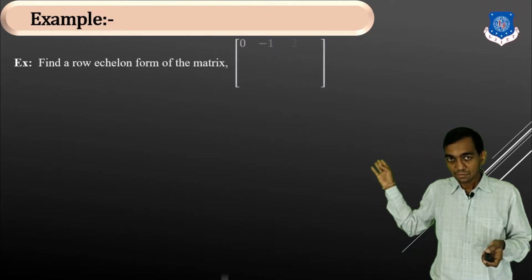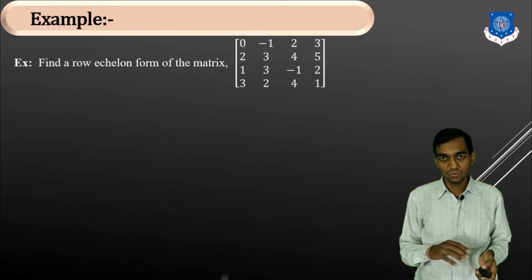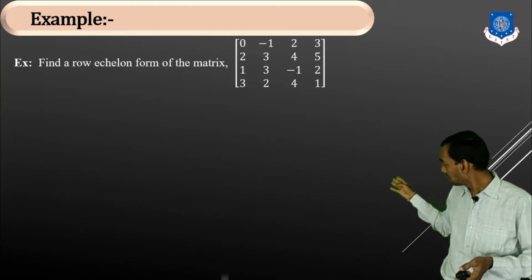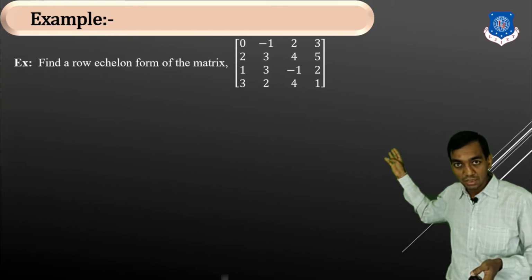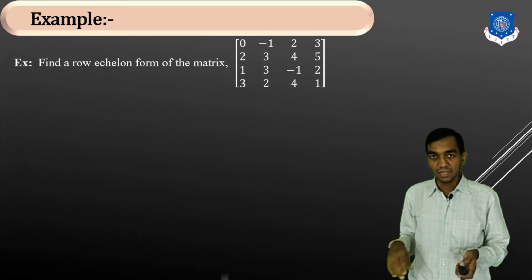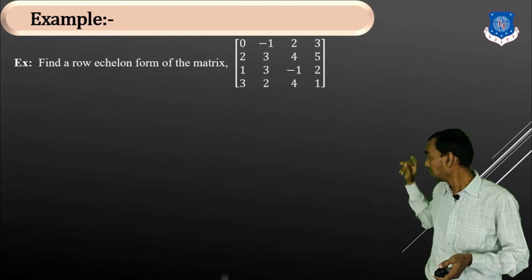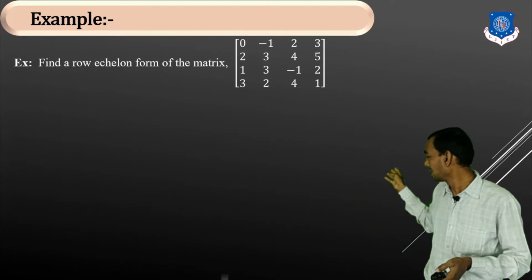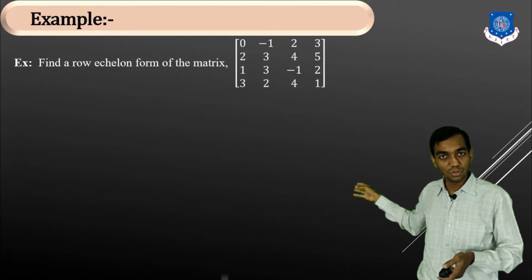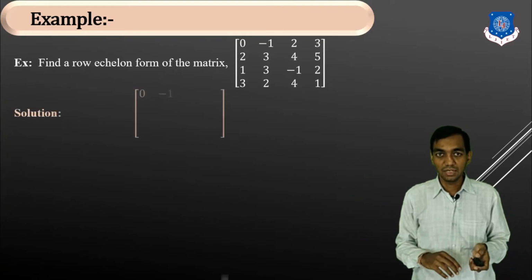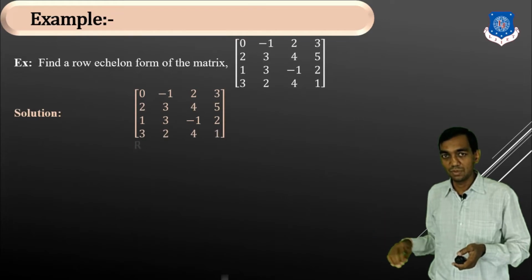Okay. Now find the row echelon form of the matrix. We have a 4 by 4 matrix. The first row is 0, -1, 2, 3. The second row is 2, 3, 4, 5. The third row is 1, 3, -1, 2. And the fourth row is 3, 2, 4, 1. Correct?